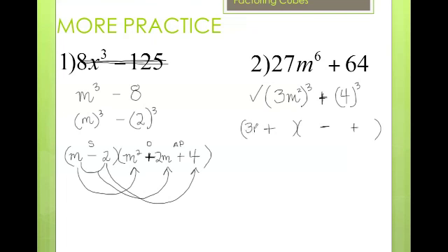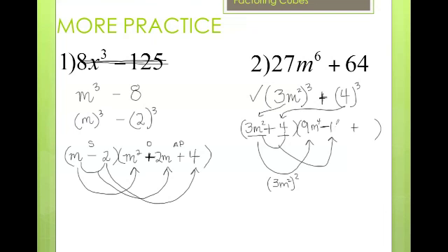Then in my binomial, it's my cube roots. So I'm just copying these. To get my first blank, I square. So 3m squared squared gives me 9m to the 4th. To get my middle term, it's 3m squared times 4. I'm multiplying, so that gives me 3 times 4 is 12m squared. And then to get my last one, I square again, and 4 squared is 16. So that's my complete factorization.